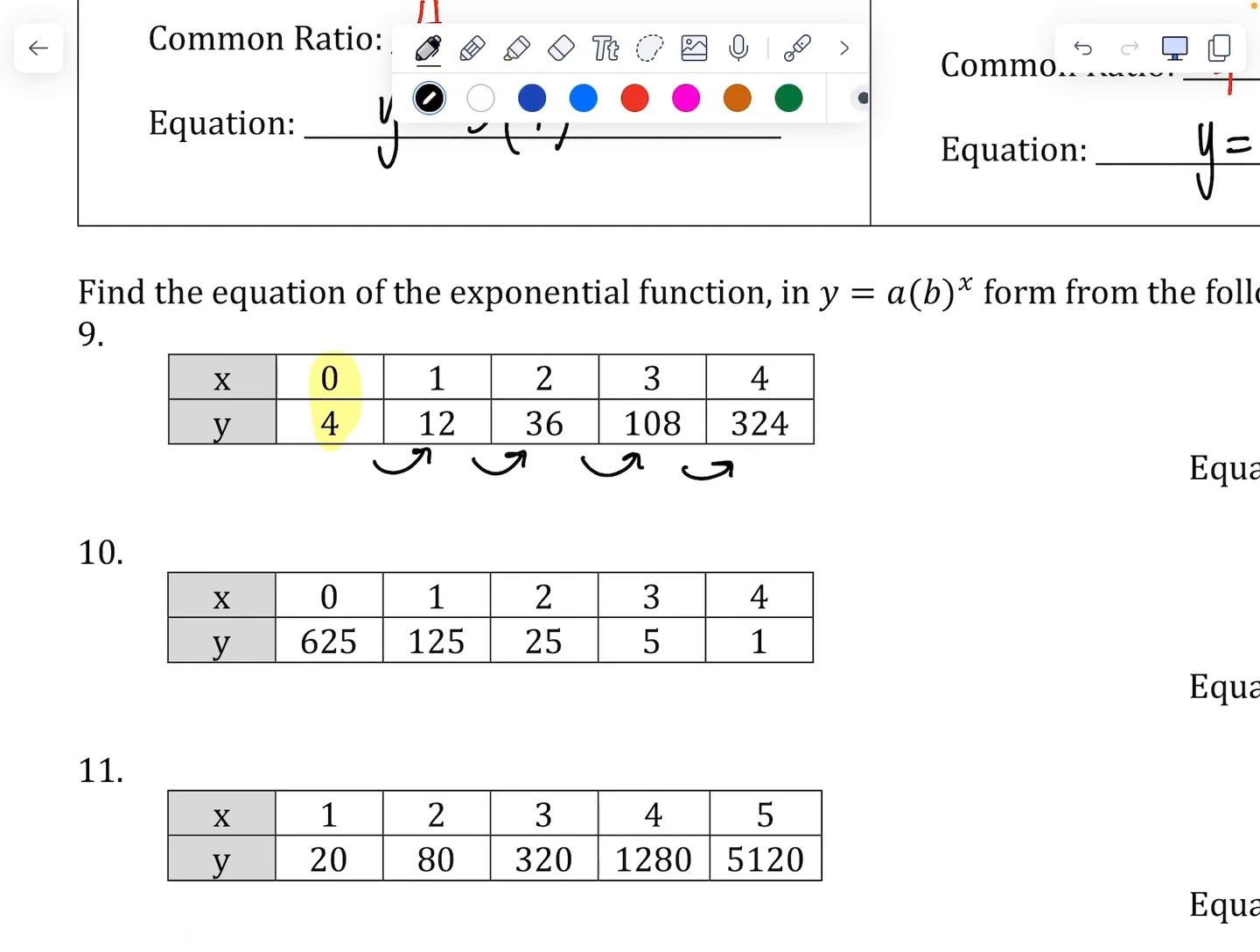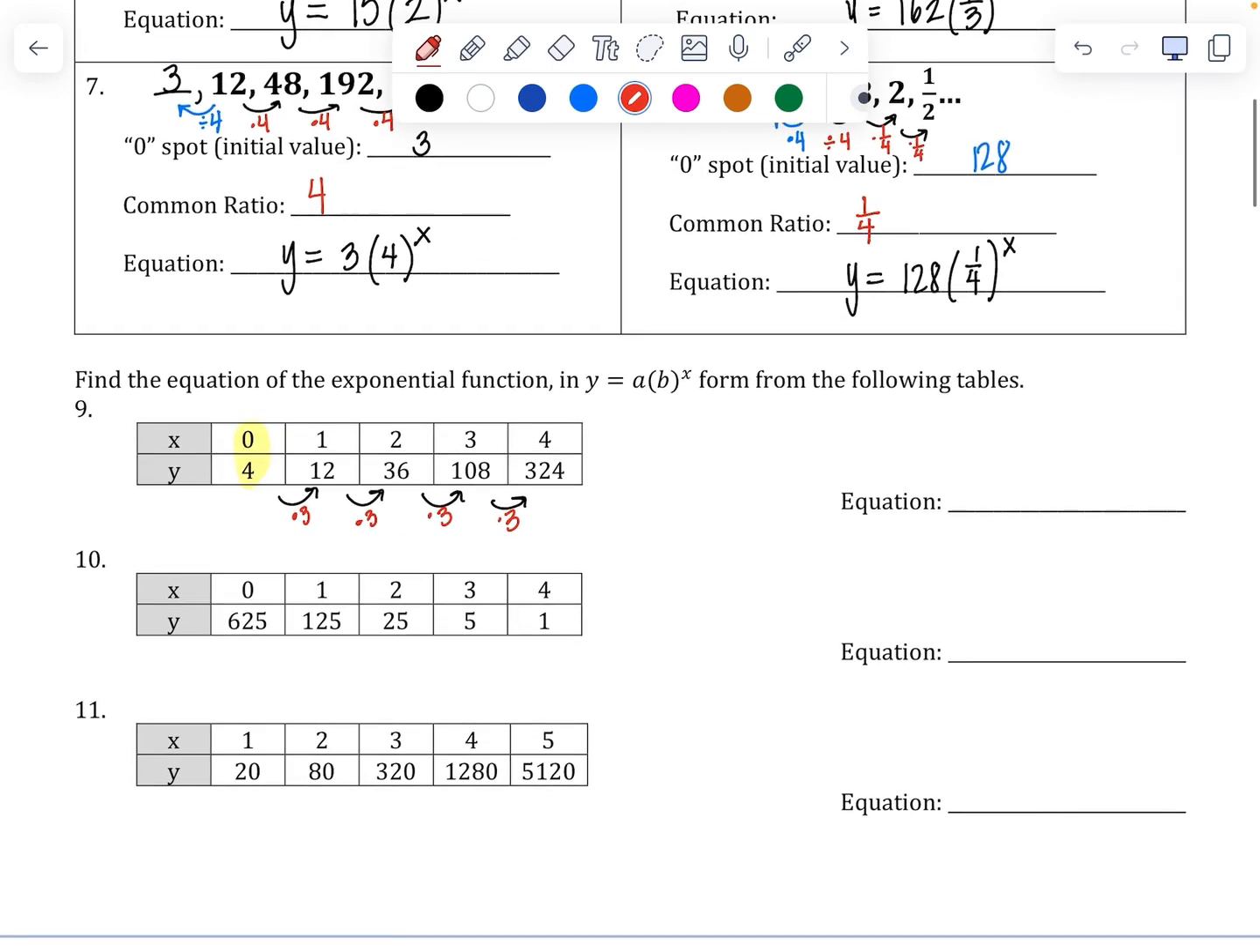So let's go with Mick. What is the pattern here for number 9? Multiplying by 3. Okay, 4 times 3 makes 12. 12 times 3 makes 36. So yes, that is correct. Can you tell me, therefore, what my equation looks like? Y equals 4 parentheses 3 to the power of x. Excellent.